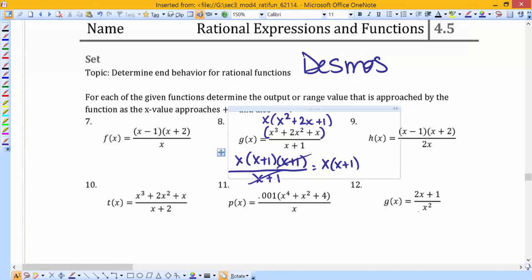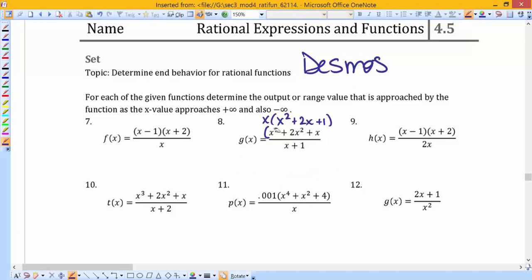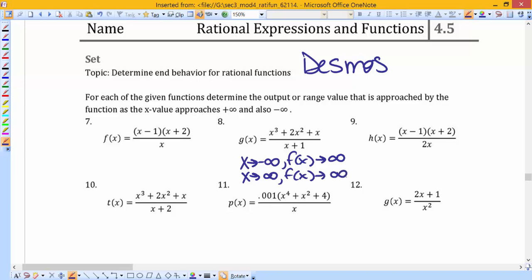As I'm identifying the end behavior, because in this case stuff canceled, it made it nice. Another one might not look like this. This is easy to identify the end behavior. So as x approaches negative infinity, f of x approaches infinity. It was an upward facing parabola. And as x approaches infinity, f of x also approaches infinity.